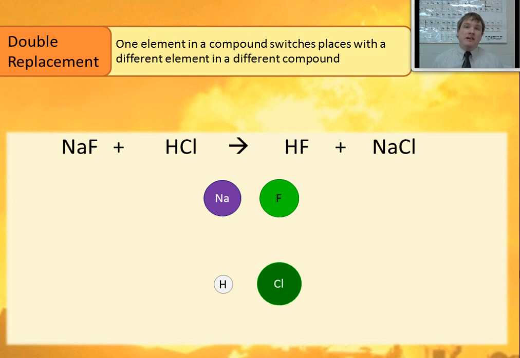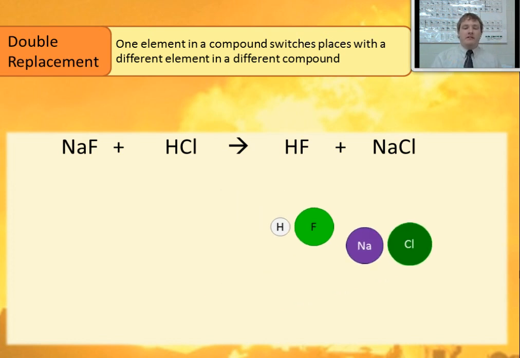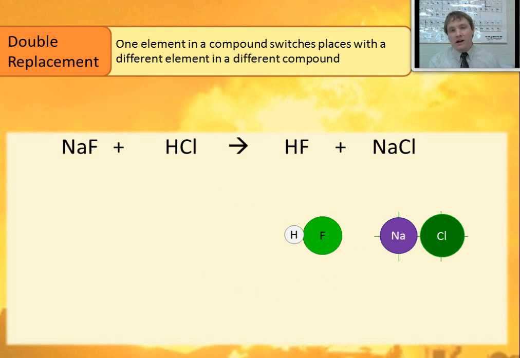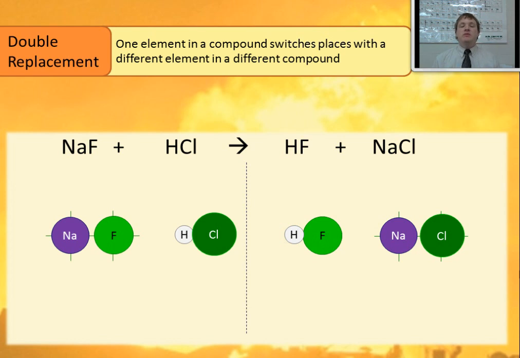Here's what's going to happen in a double replacement reaction. The sodium and the hydrogen are going to switch places. So now we have hydrogen fluoride or hydrofluoric acid and sodium chloride. Notice that the atoms that we started with aren't bonded the same way that they were before. Now to finish this off, we're going to have a hydrogen fluoride molecule and a sodium chloride crystal. Here's what we started with. And then you can see what we ended with.